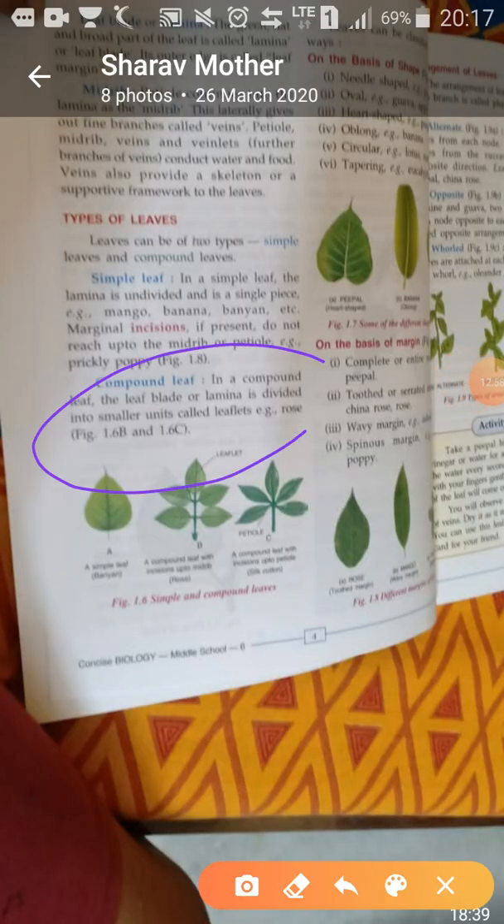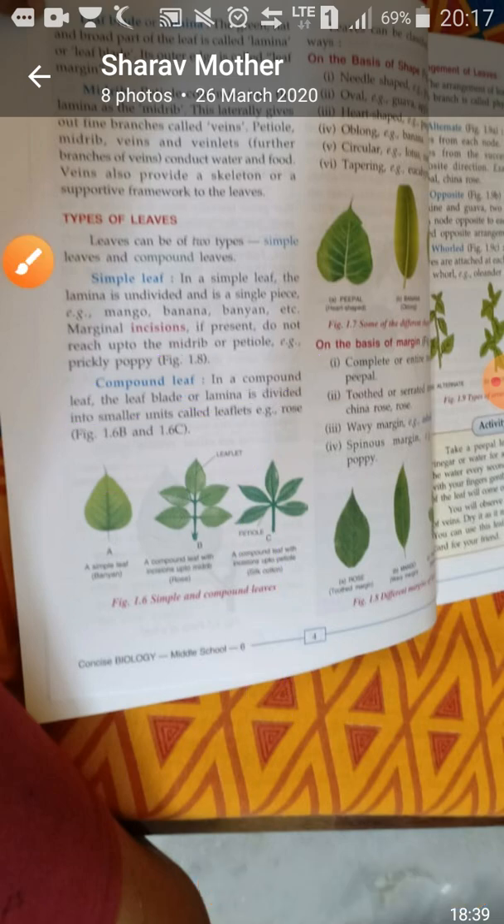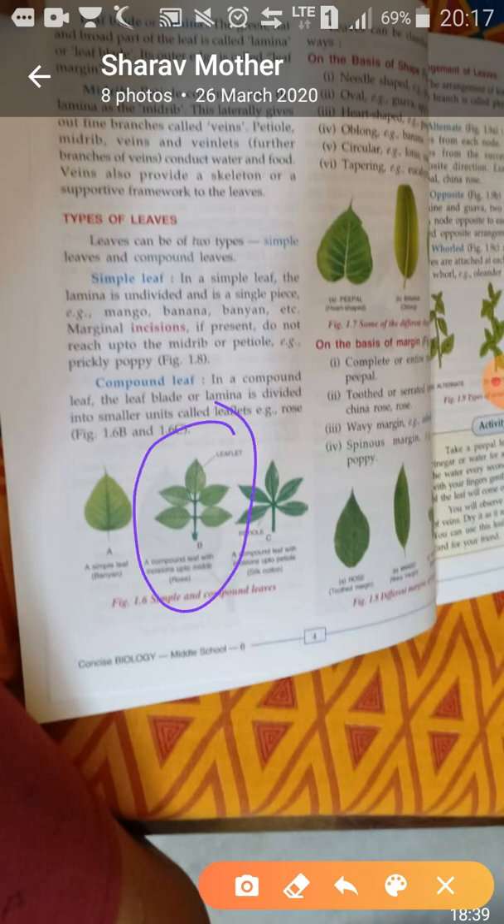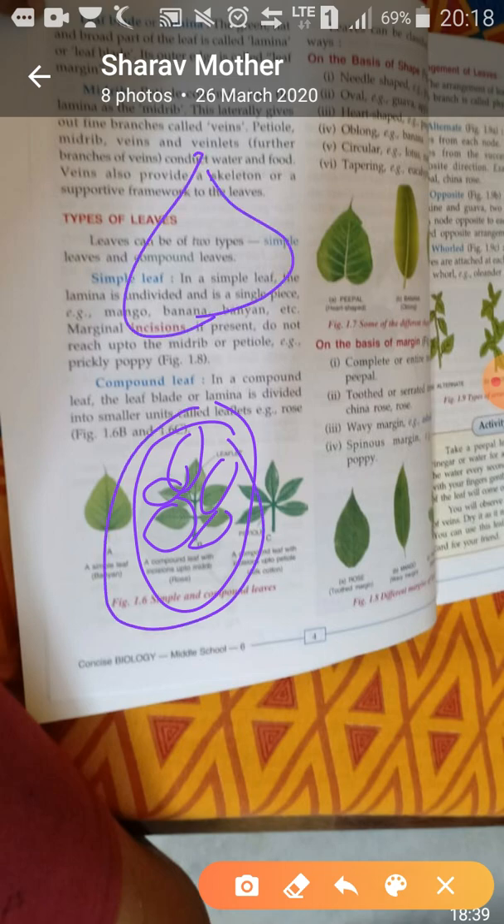Next we move on to the concept of compound leaf. What is written? In a compound leaf, the leaf blade or lamina is divided into smaller units, as you can see. I won't draw it again because I've already drawn it for you. This whole thing is a leaf, and it is further divided into small leaves. A simple leaf is where you see just one full leaf, and a compound leaf is where the leaf is divided into 4 or 5 smaller leaves. Understood?